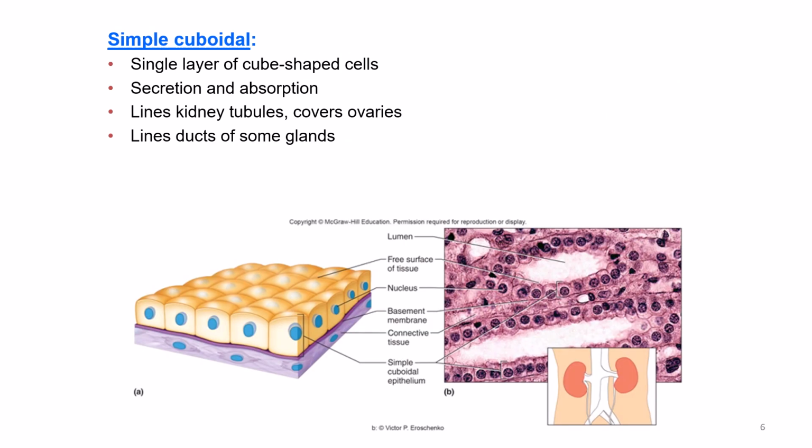Next type, simple cuboidal. This is made up of a single layer of cube-shaped cells. Know the function is secretion and absorption. And here this tissue lines the kidney tubules. It also covers ovaries. And you can also find it in the ducts of some glands.